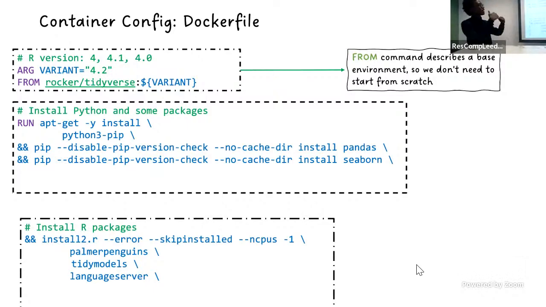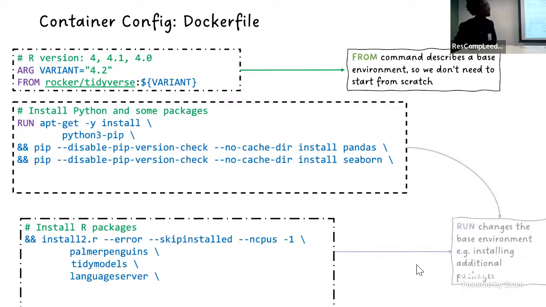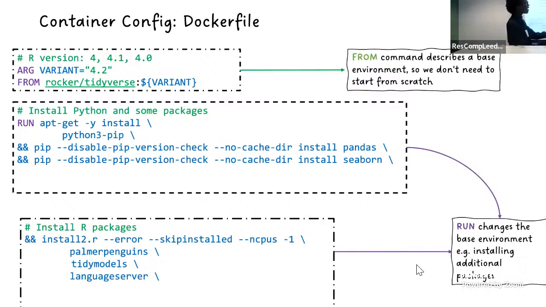Once you do that, building Docker allows you to do it in layers. Then you can add some layers using the run command. The run command is just used to change the base environment. And for this, we're using the run command to install some Python packages and some R packages. These are probably instances you are already familiar with, like installing pandas or Seaborn in Python and R packages such as Palmer Penguins or Shiny model. So this is the first thing you need to set up a dev container. This is a Docker file.